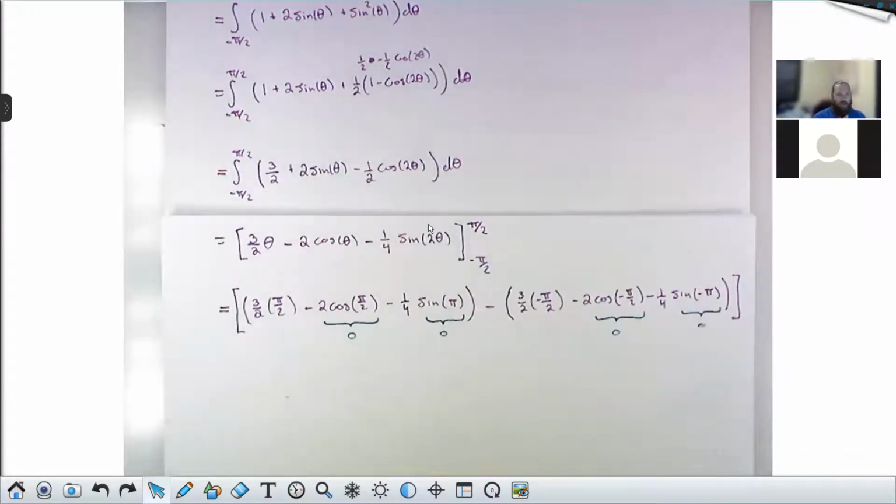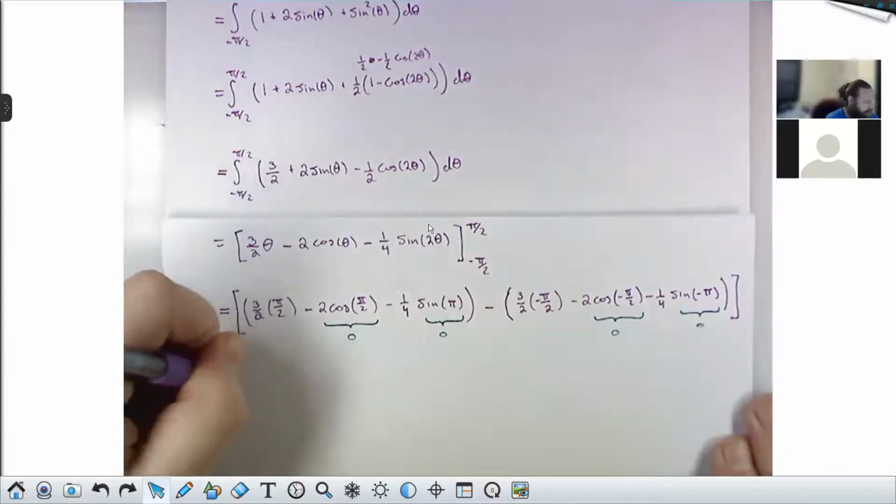In fact, the only contribution comes from the 3/2 theta. That won't always be the case, but it's not rare in these problems, especially if you use the symmetry, right? That's one of the reasons we like using the symmetry so much.